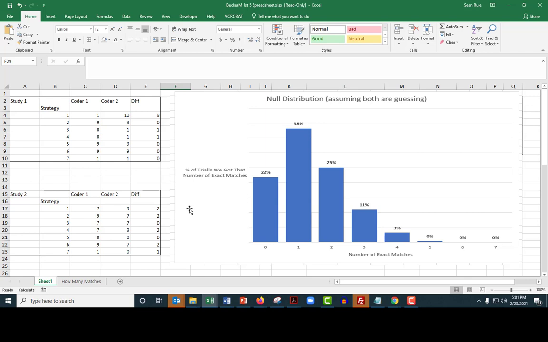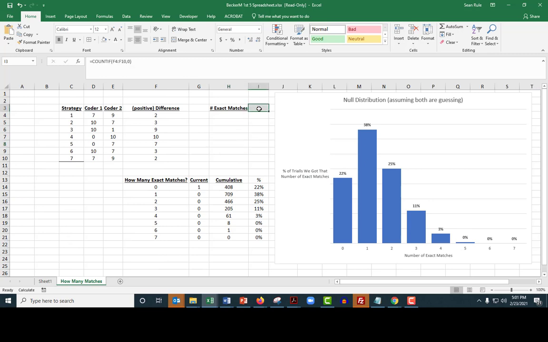Now, the first thing I thought of is we are no longer looking at the magnitude. We are simply looking at whether they match or not. That is a problem, right? I mean, you probably noticed that already. I'm only counting the number of exact matches with our model here. I'm not looking at the magnitude.